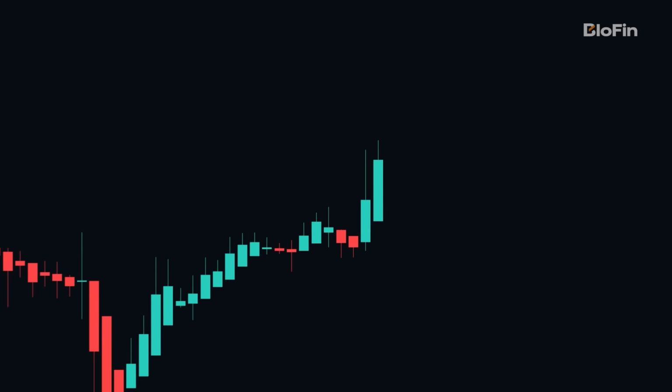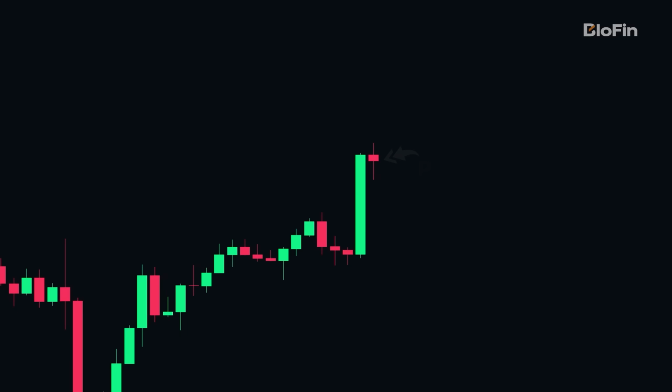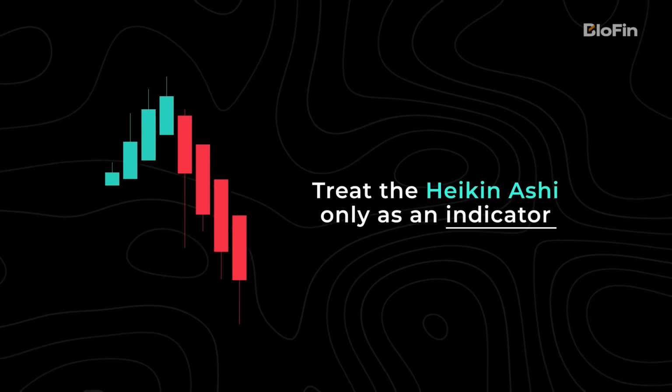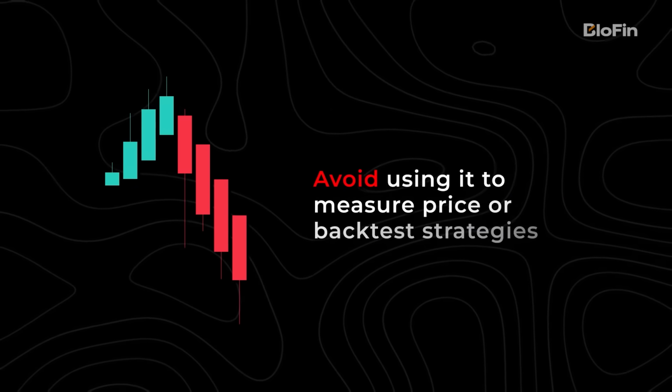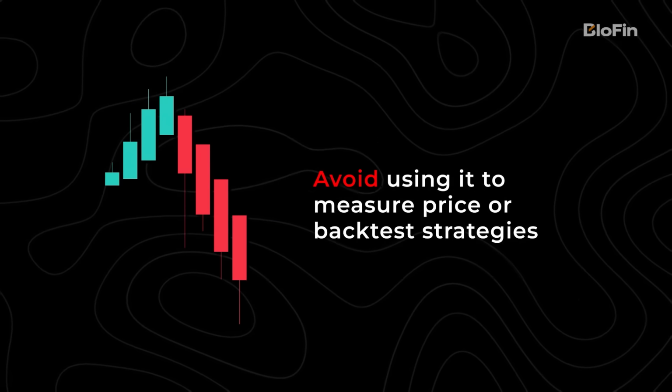In this example, we can see a large Heikin Ashi candle. At first glance, it may seem like the price is pushing up strongly with big momentum. However, when we switch back to a regular candlestick chart, notice that the actual price had barely moved at all. This is why the Heikin Ashi should be treated only as an indicator. Avoid using it to measure price or to backtest any strategies, because it will lead to misleading results.